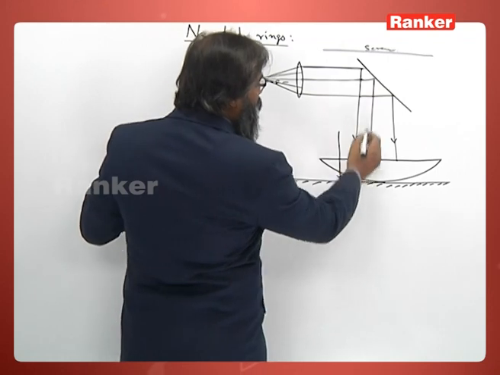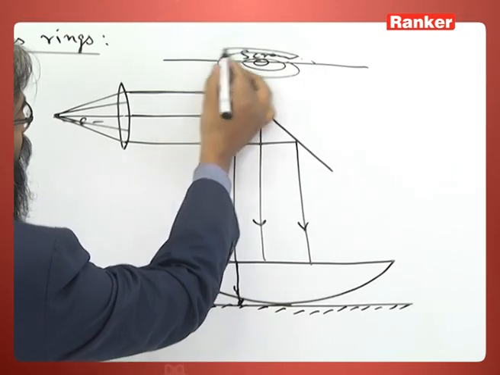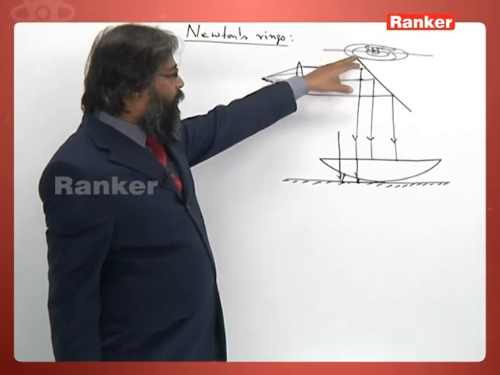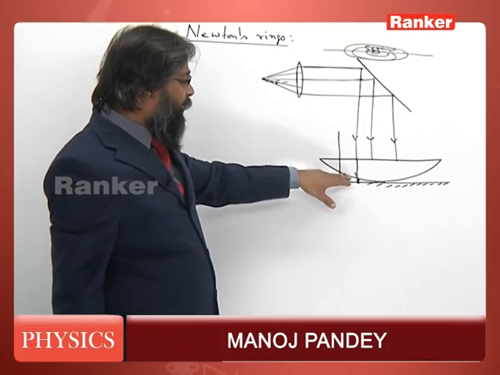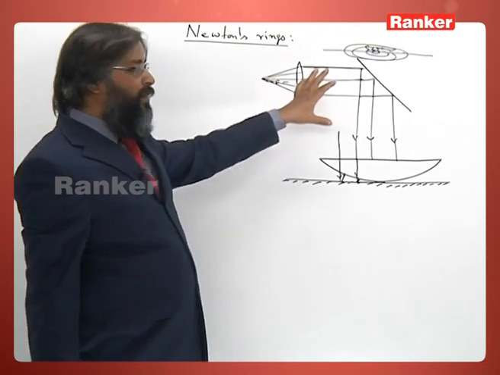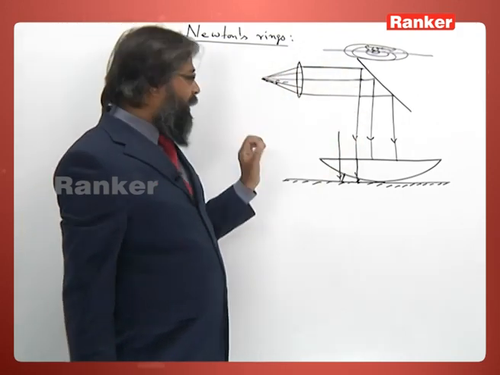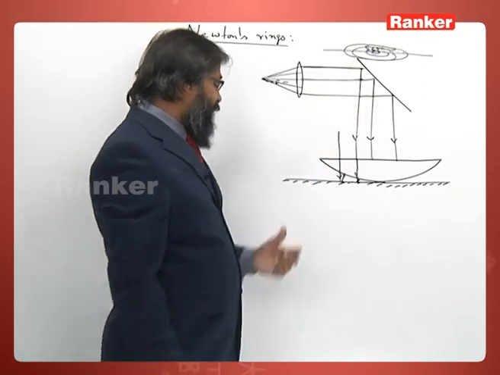What happens here on the screen, you will form discs. These discs are called Newton's rings. These are actually the interference produced by these light rays reflected from this air film. So this is what Newton's rings is and how they are produced. Now let us study how we will get discs and what are the radius and all such things.